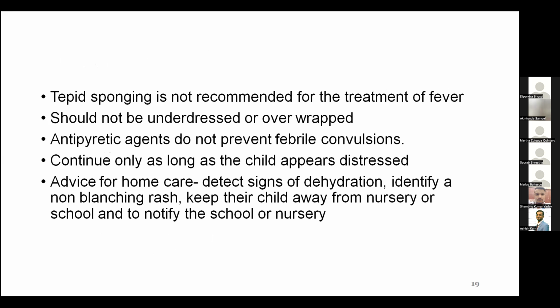And advice for home care: detect any sign of dehydration, identify a non-blanching rash, keep their child away from nursery or school, and notify the school or nursery. So basically, if we think the patient is well and we can discharge home, we have to give clear instructions to their parents regarding any sign of dehydration or any non-blanching rashes, and to notify the disease. So these are the things we should keep in mind before discharging home.